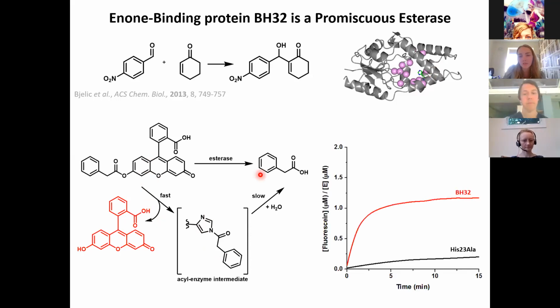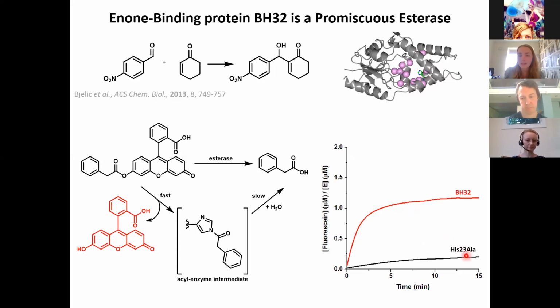And we can see here the reaction profile of BH32. So we've got the first step of fast nucleophilic attack releasing fluorescein, corresponding to a single turnover. And then we've got this slow hydrolytic phase. And this biphasic behavior is the problem that's been seen in all designed esterases before.